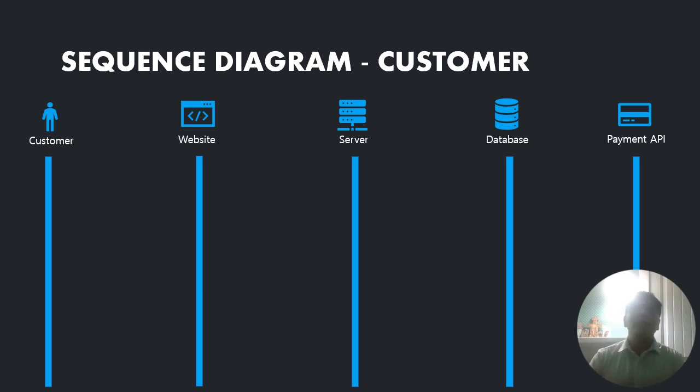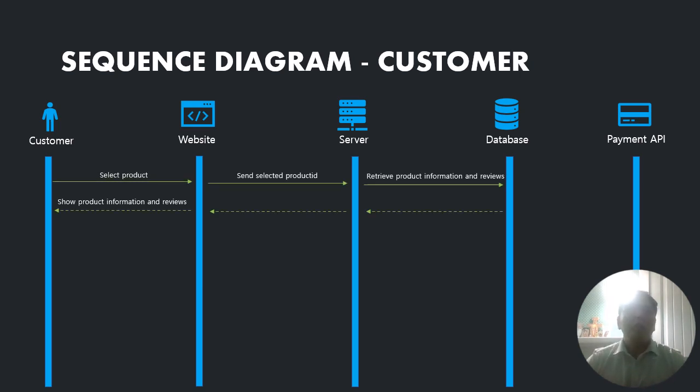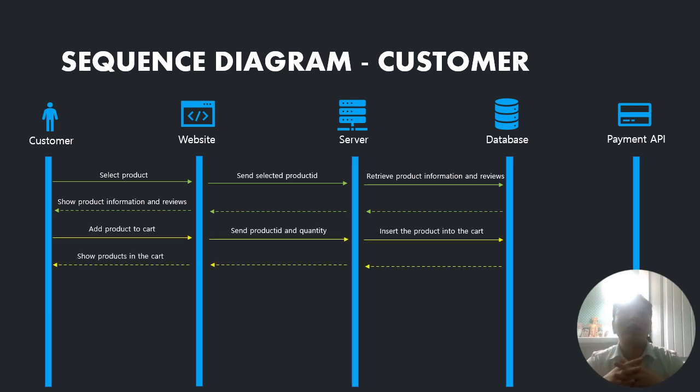Now I'm going to describe the sequence diagram as a customer. When customers select a product from the website, it will send the selected product ID to the server, and it will retrieve product information and reviews from the database. And from the database, the customer will see the product information and reviews. When the customer adds a product to the cart from the website, it will send the product ID and quantity to the server, and it will insert the product into the cart table. And from the database, the customer will see the product in the cart.